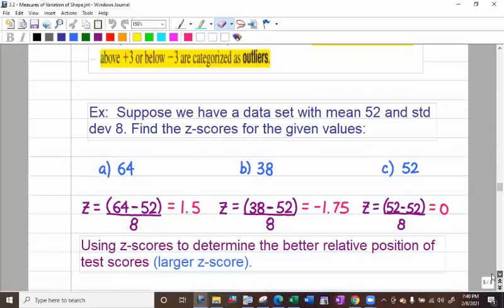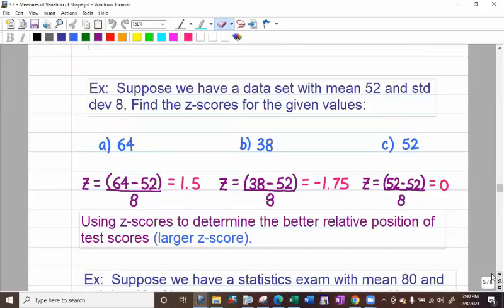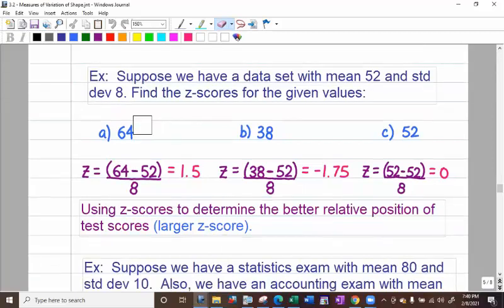And here's just 3 z-score calculations, nothing fancy here. Here's the mean 52, standard deviation 8. We're going to find the z-scores for these given values. We take 64 minus 52 divided by 8, 1.5. 38 minus 52 divided by 8 would be negative 1.75. And that one will be 0: 52 minus 52 divided by 8, which is 0.